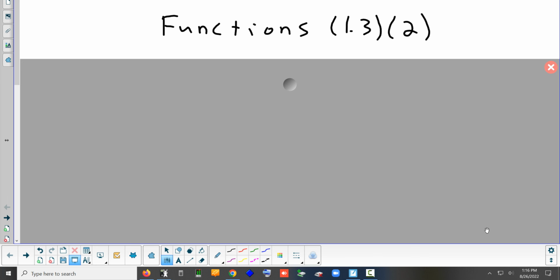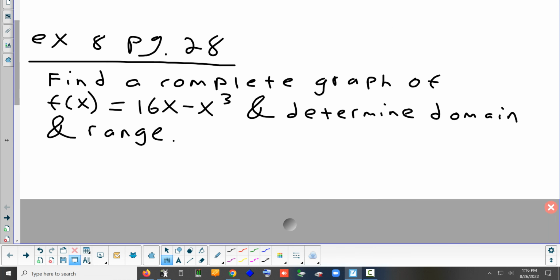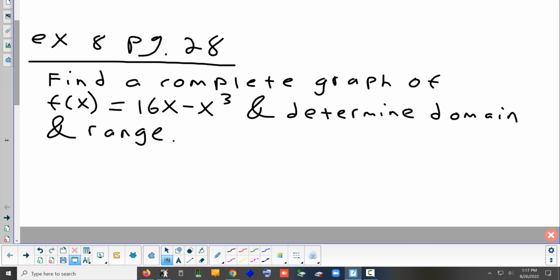So we're going to start by finishing up the second part of 1.3. And we're just going to start with a domain and range problem. We're going to start by typing something into the calculator, and I want to see if we can figure out the domain and the range.